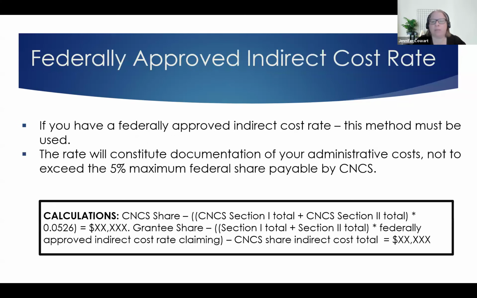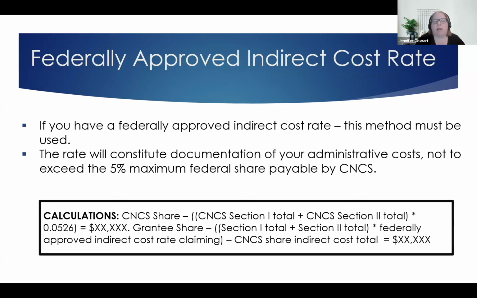Thank you, Amy. The second one is a federally approved indirect cost rate. If your agency, your fiscal agency, has a federally approved indirect cost rate, you have to use it. No ifs, ands, or buts, okay?